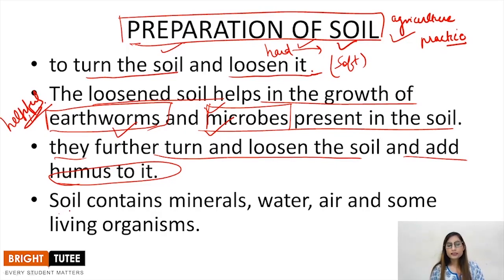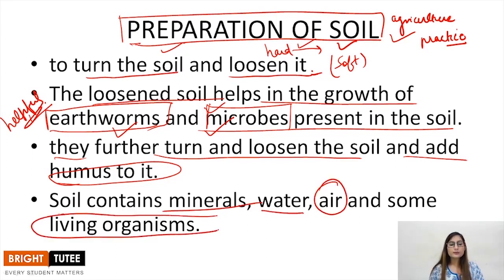Now we already know that soil contains minerals, water, air and some living organisms. Yes, there are some living organisms that live under the soil. So we basically turn and loosen the soil for the better growth of earthworms and microbes, which in turn help in turning and loosening of the soil, right?